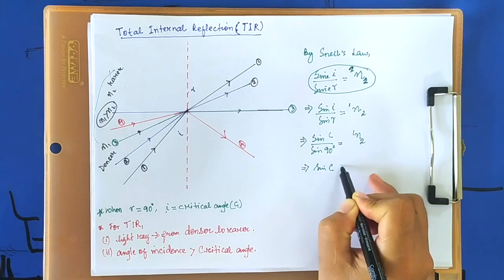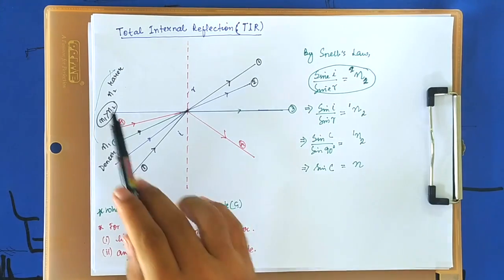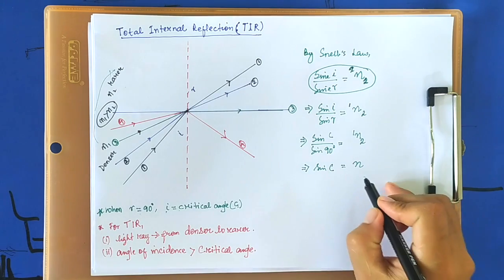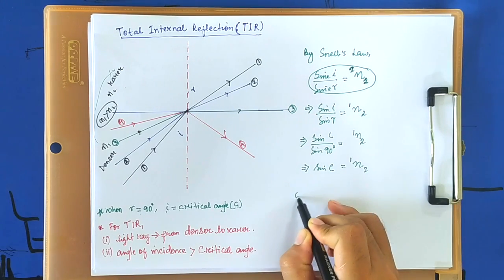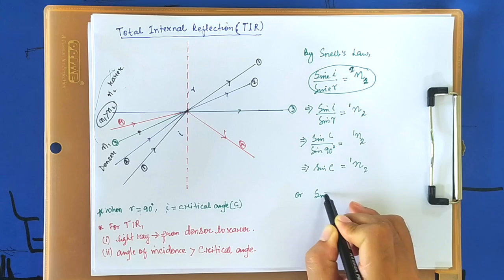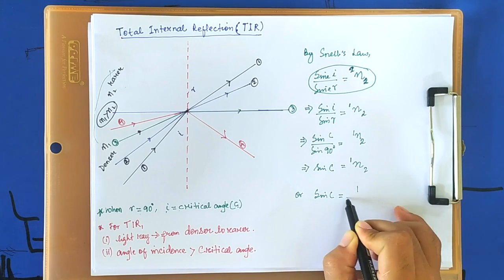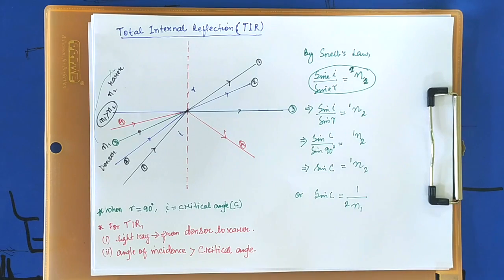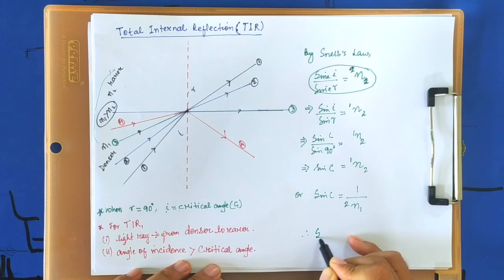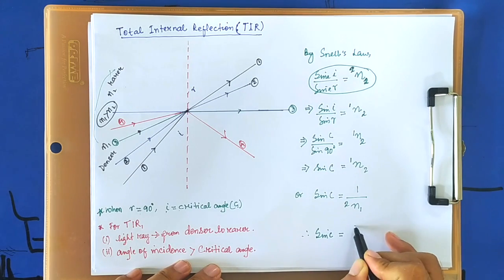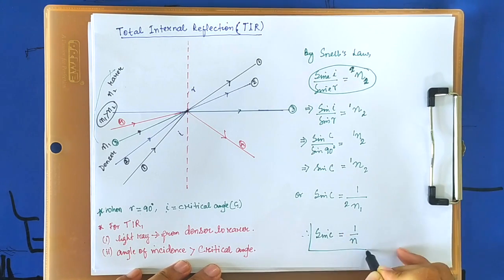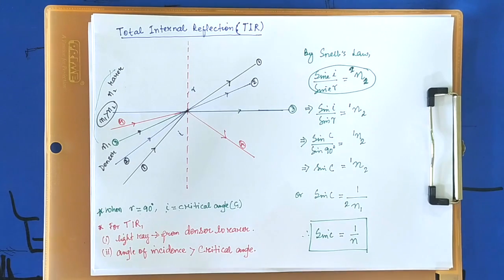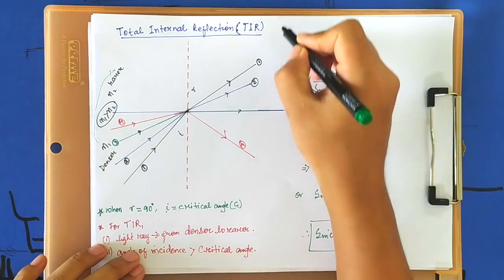Sin C equals the refractive index of the second medium with respect to the first, n 2 1, or sin C equals 1 by n 1 2. Therefore, sin C equals 1 by the refractive index.